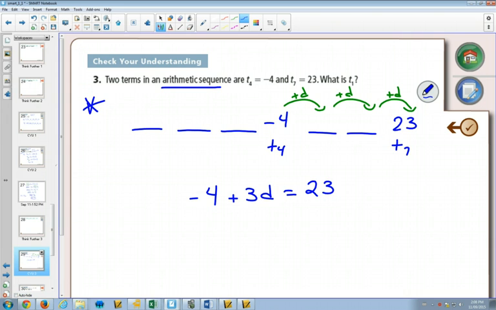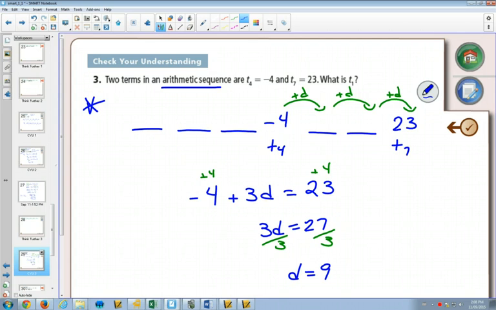Now, I could add 4 to both sides. So I get 3d is equal to 27. Divide both sides by 3. And get d is equal to 9.